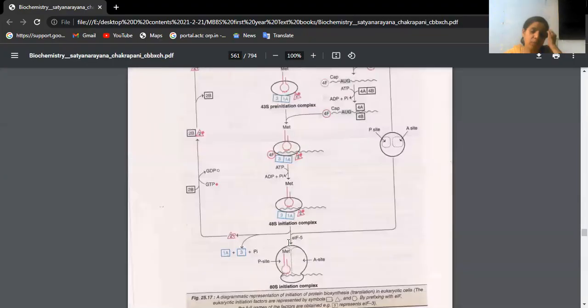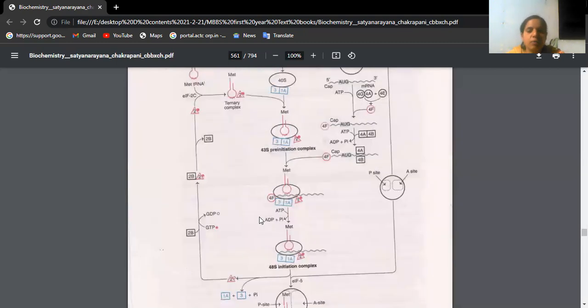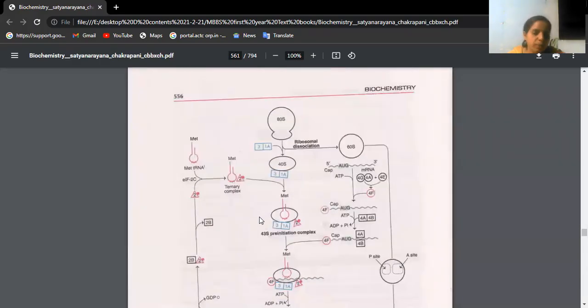So what you have to do, see, the better you learn these pictures, the better. Whatever is given is a diagrammatic representation of initiation of protein biosynthesis in a eukaryotic cell. A few symbols are given, like one square, one triangle and a circle. So just learn this better. It looks a little complicated, but don't keep trying to understand everything. Just learn this.